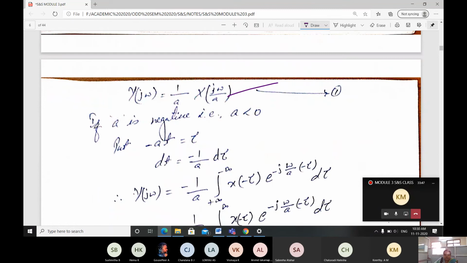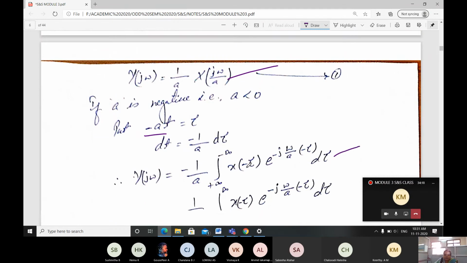Then we check for a negative, meaning a less than 0. Put minus at is equal to tau, because of negative values. Then dt is going to be minus 1 by a into d tau. Y of j omega is equal to minus 1 by a integration, the limit will change, from plus infinity to minus infinity x of minus tau e raised to minus j omega by a minus tau.